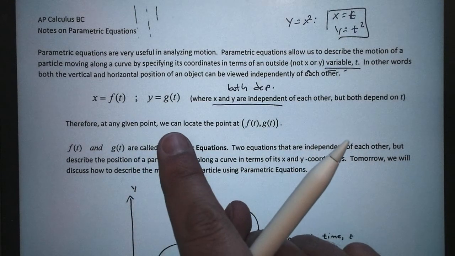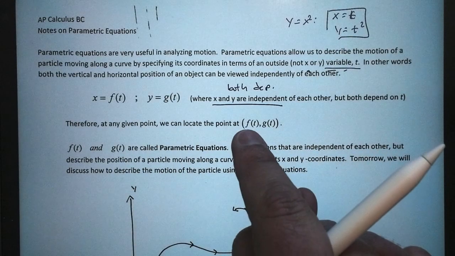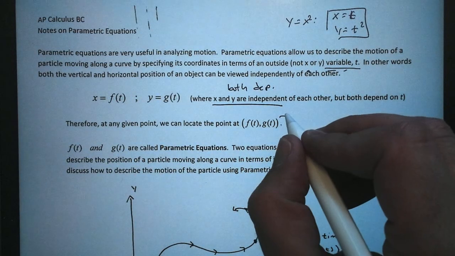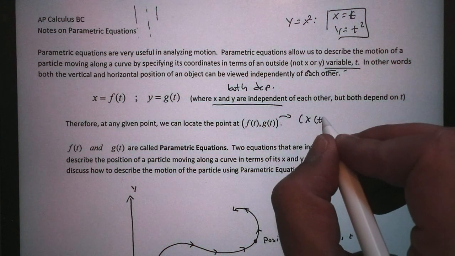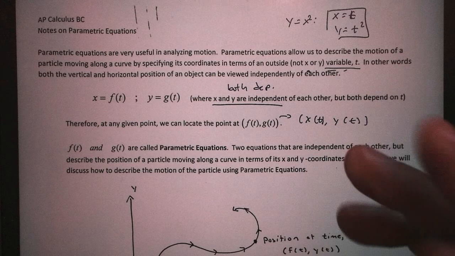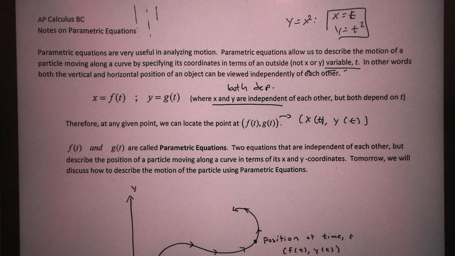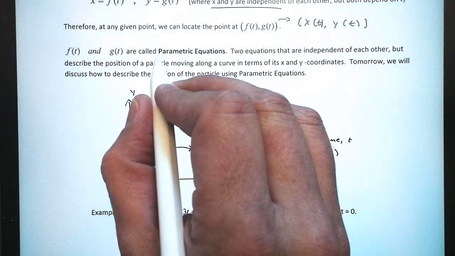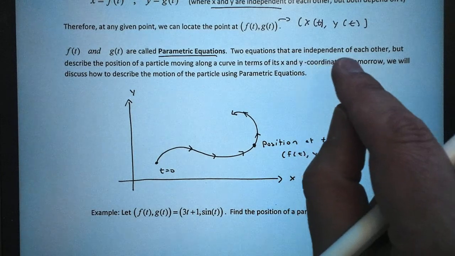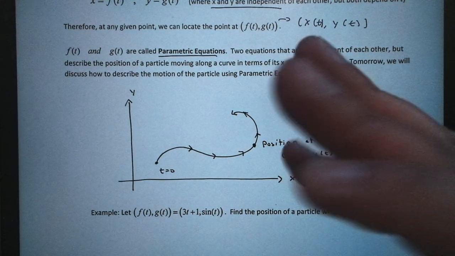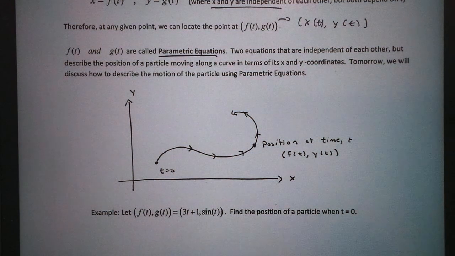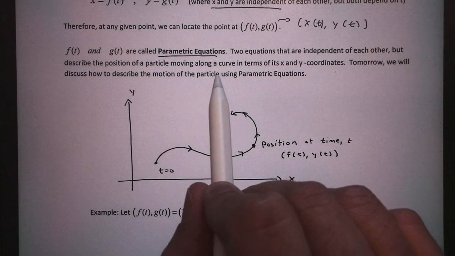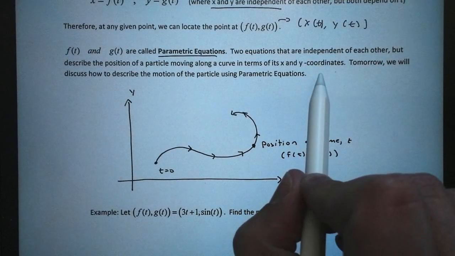Therefore, we can locate any point with the coordinates f of t, g of t. Sometimes we will use x of t and y of t, mainly so we don't get confused with the lettering. So f and g are what we call parametric equations: two equations independent from each other. Next year in multi, we'll add a third equation as well. But that's next year. Two equations independent of each other describe the position of a particle along a curve in terms of its x and y coordinates.